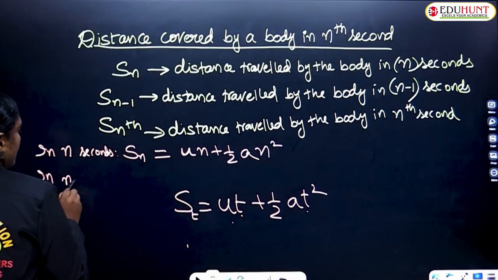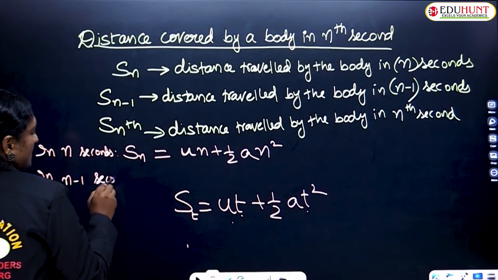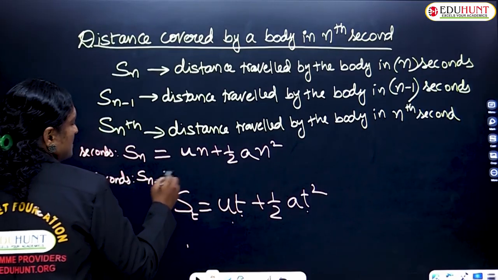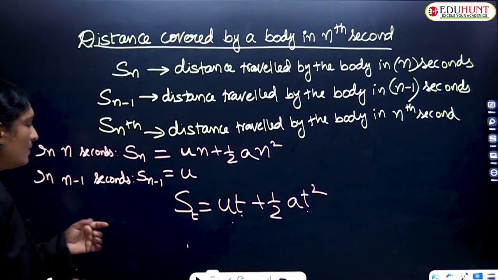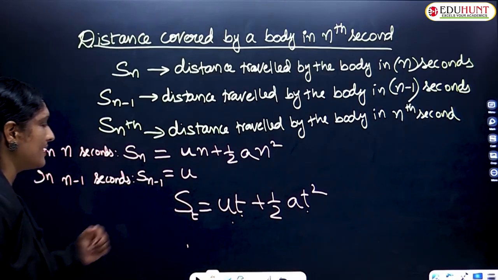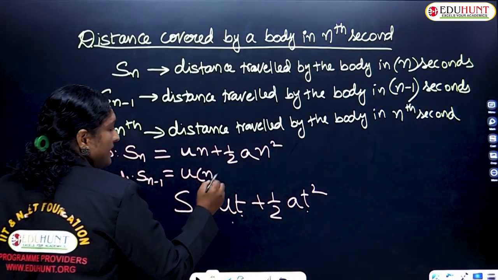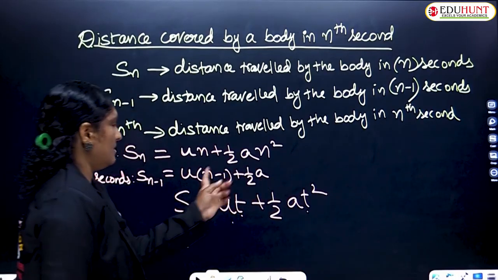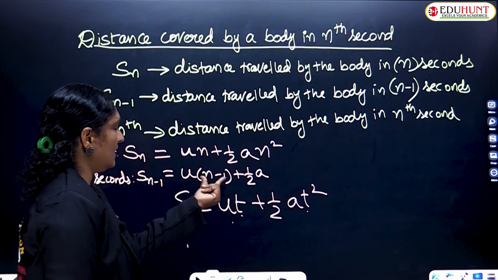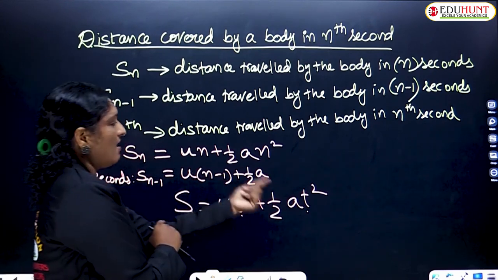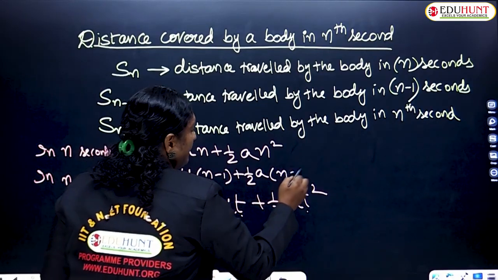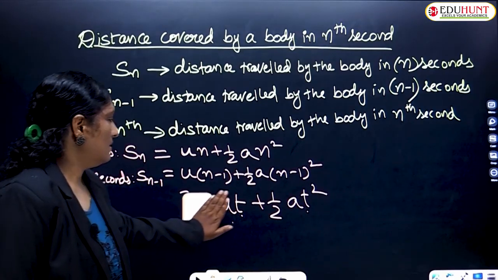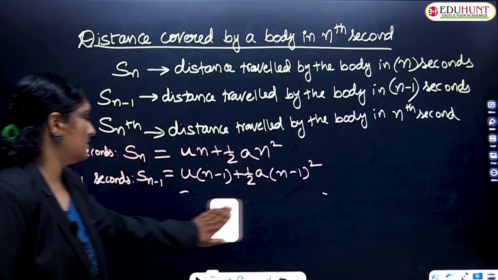Similarly, the distance traveled by the body in n minus 1 seconds is written as Sn minus 1, which is equal to u. Now instead of t, what is there? N minus 1. So you have to replace with n minus 1, plus half a. Again u as it is, instead of t, n minus 1, plus half a, again instead of t, n minus 1 whole square. Clear, children? So this is the case.